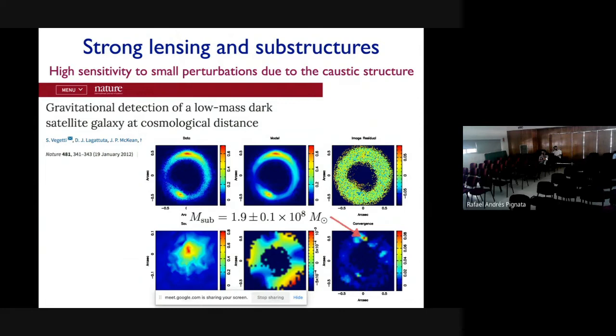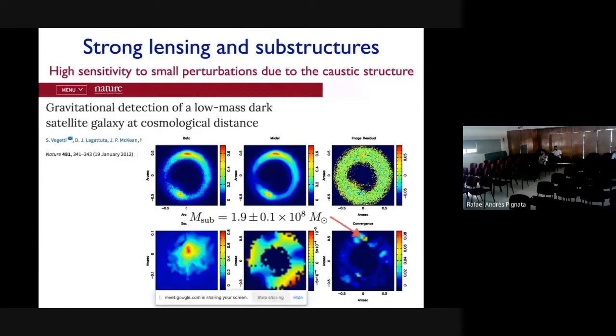If the substructure is close to the Einstein ring, even if the mass is very small, it may have a big impact. That's one thing that's important in lensing because of the caustic structure. The caustic structure is very sensitive to the presence of substructure close to the caustic. This can cause magnifications, distortions. The caustic is formally a divergence, and it's very sensitive to substructure.